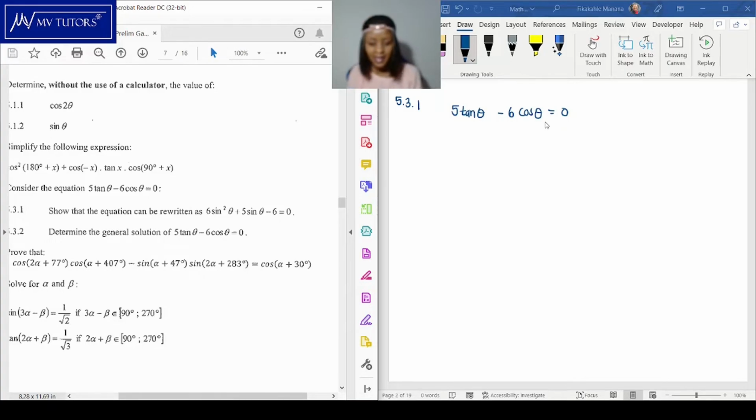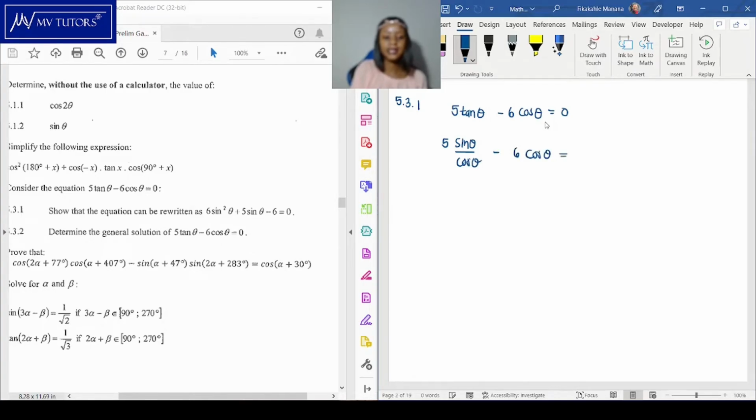Because I don't see any tan here, I only see sine, I will be turning this tan into sine theta over cos theta. Alright, and then I have there 6 cos theta is equal to 0. Because I don't like working with fractions, I'm going to multiply by cos throughout. So I'm left there with 5 sine theta, and I see 5 sine theta in the answer, so I know I'm headed in the right direction, and I have 6 cos squared theta is equal to 0.